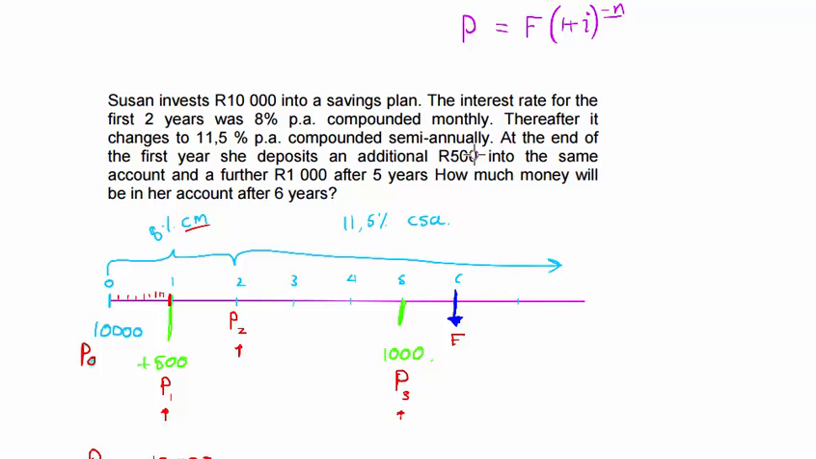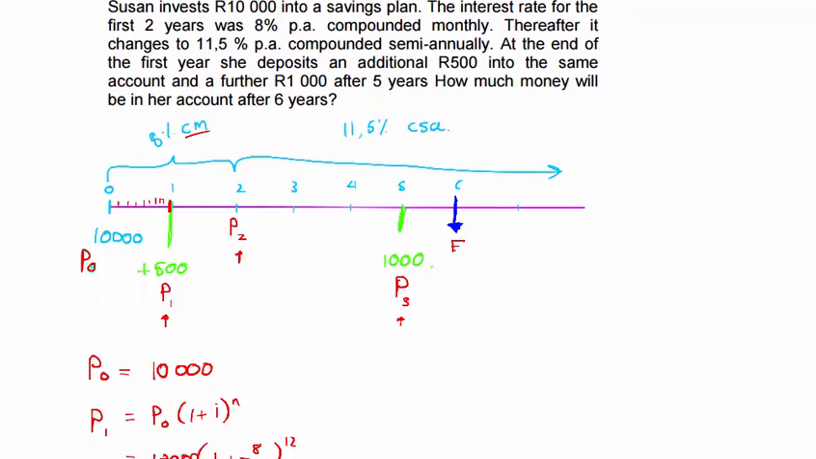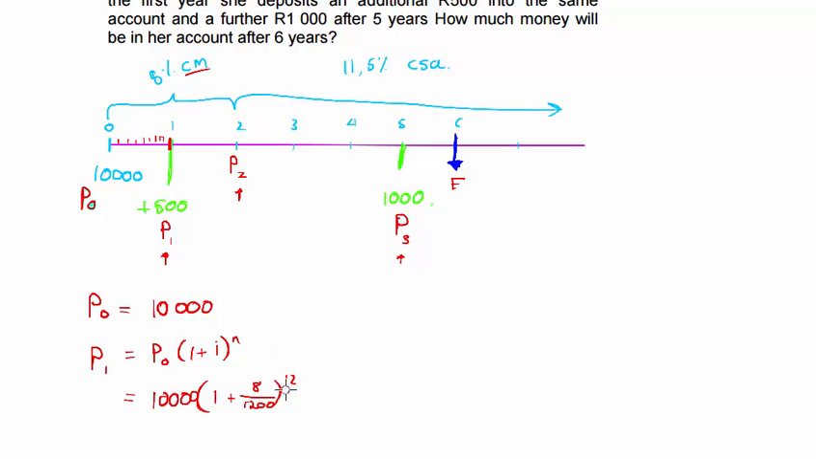Make sense? Okay, so how much do I get every month? 8 divided by 12. How many times do I get it in 1 year? 12 times. Can you give me the answer there, please?